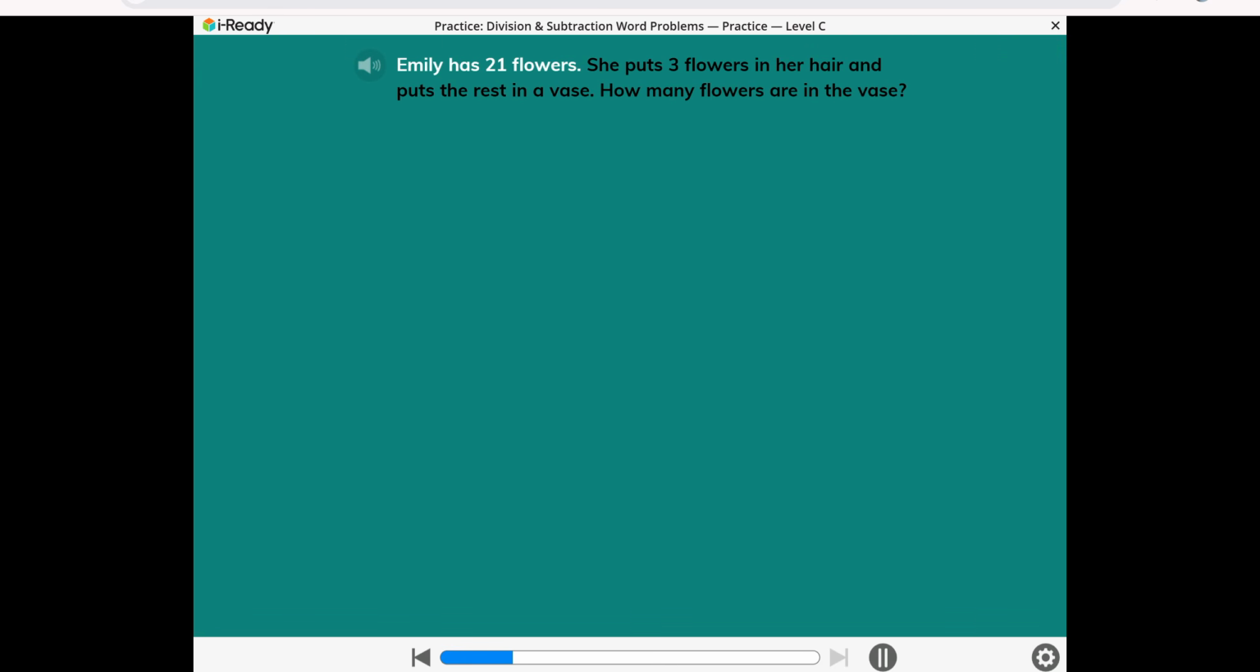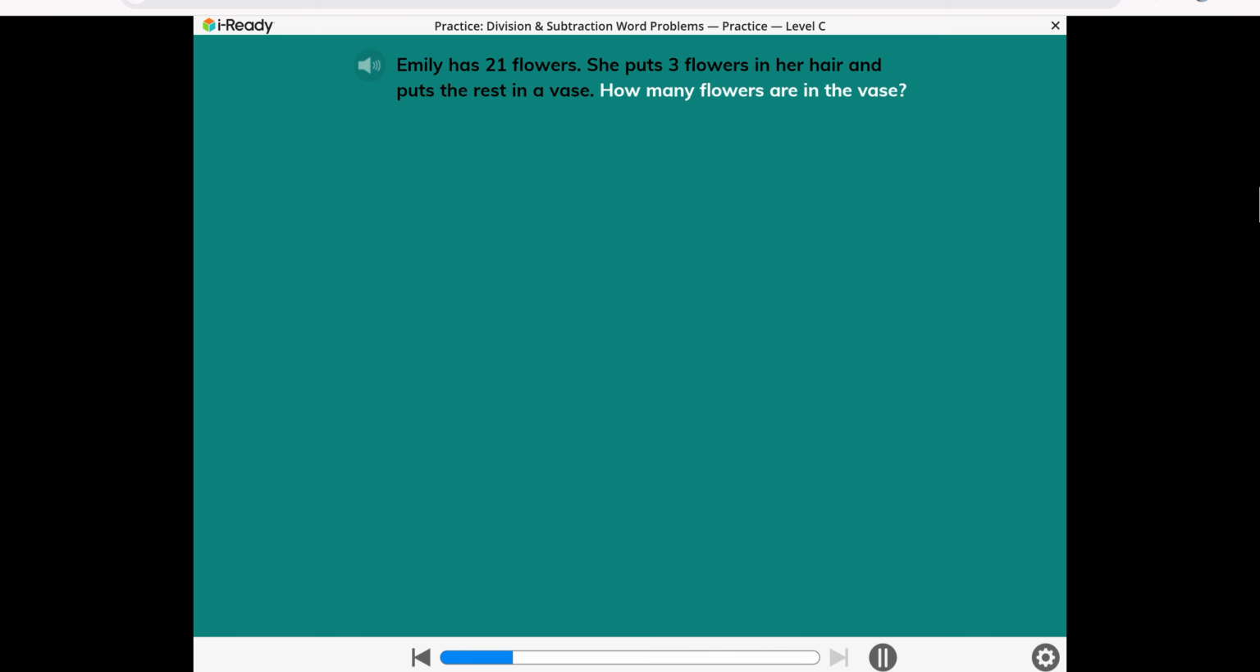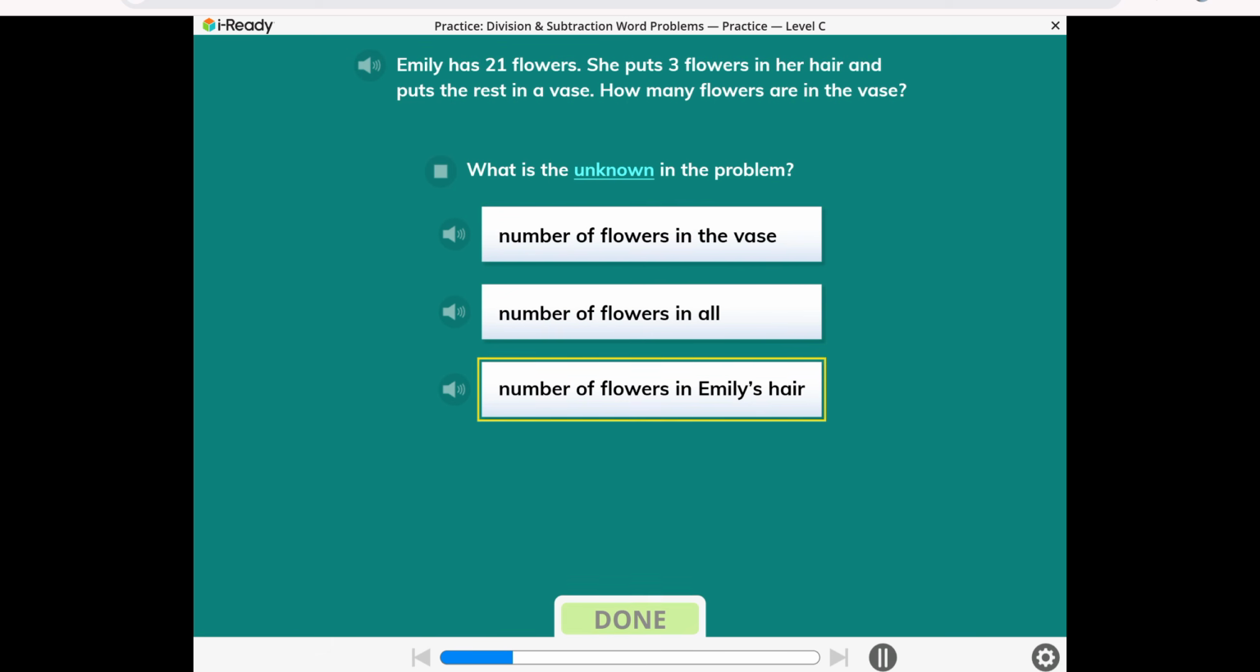Emily has 21 flowers. She puts back 3 flowers in her hair and puts the rest in a vase. How many flowers are in the vase? What is the unknown in the problem?